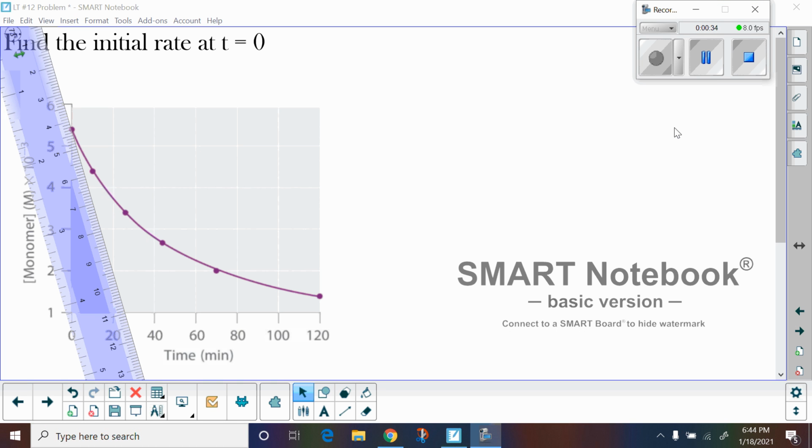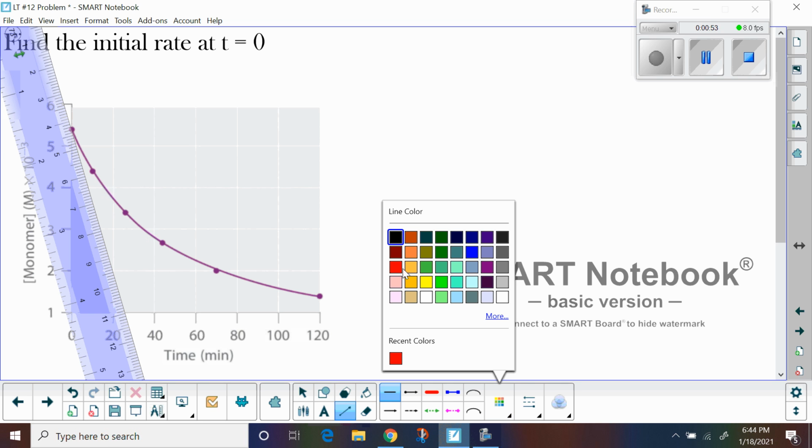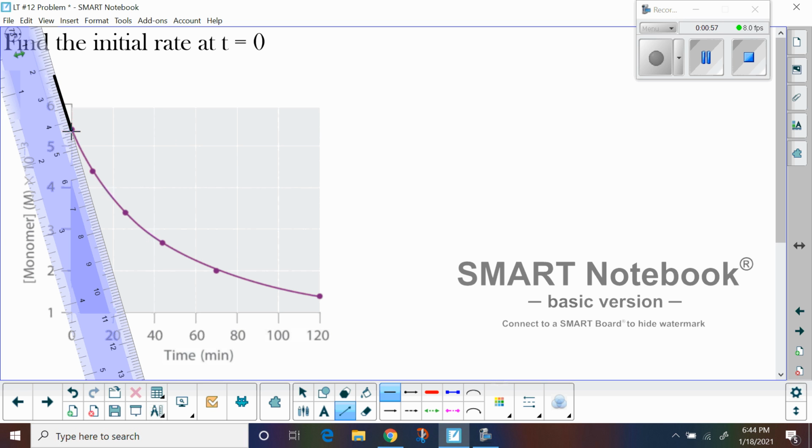Here's that exact same graph as we saw before, but this time we're going to be calculating the initial rate. So I've already placed my ruler so that it is tangent to t equals 0. And we'll notice when we draw our tangent line this time, it's going to be a lot steeper because the reaction just started to happen.